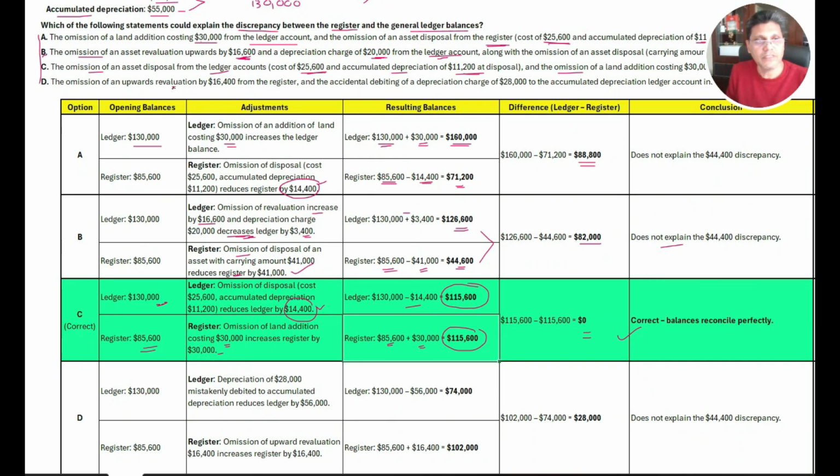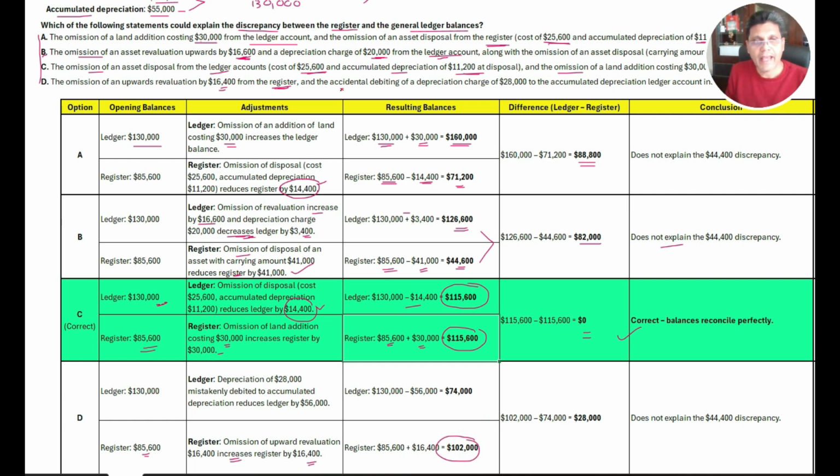Part D, omission of an upward revaluation by 16,400 from the register. So in the register 16,400 was not recorded. Therefore you need to add back this 16,400 to the register balance 85,600. So that will increase to 102,000.